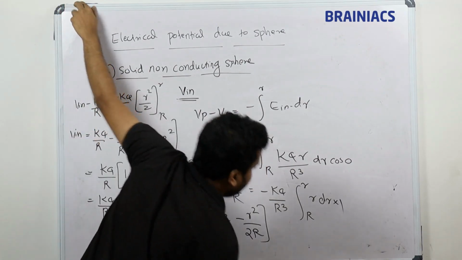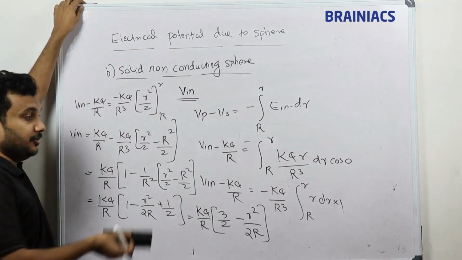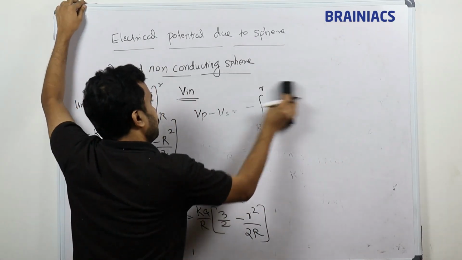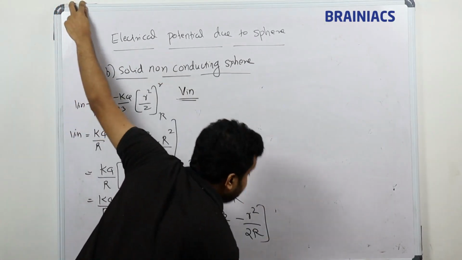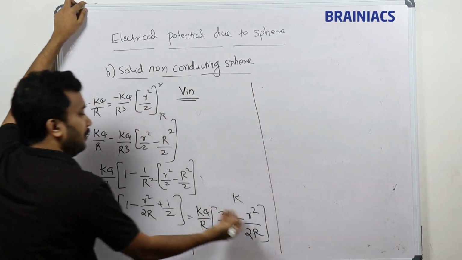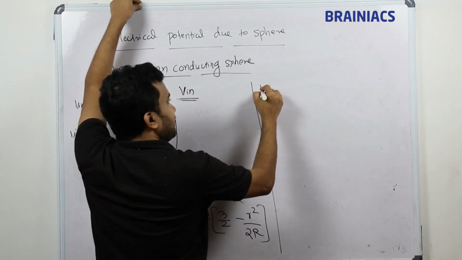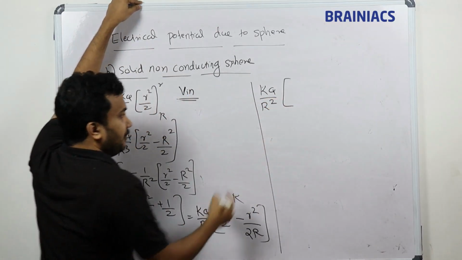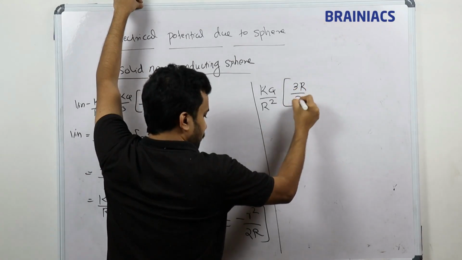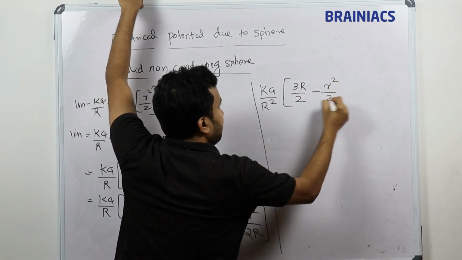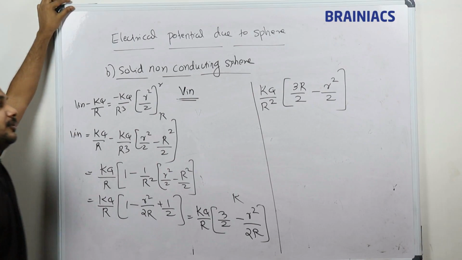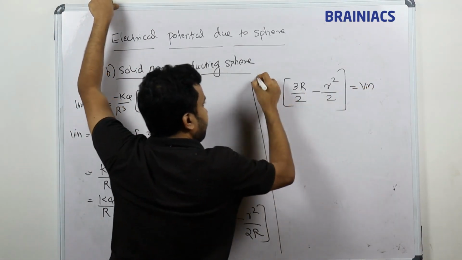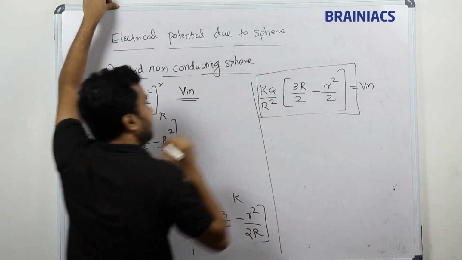You can pause the video and complete the notebooks. I am going to rub these sides. Now I am taking R outside to make it a nicer arrangement, nothing else. So R square is multiplied here. So it is 3R by 2 minus r square divided by 2. This is the formula for the potential at an inside position.